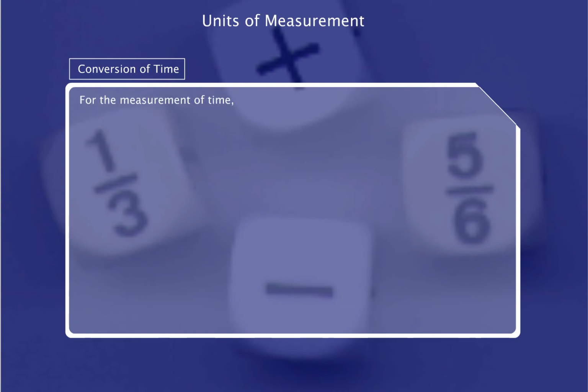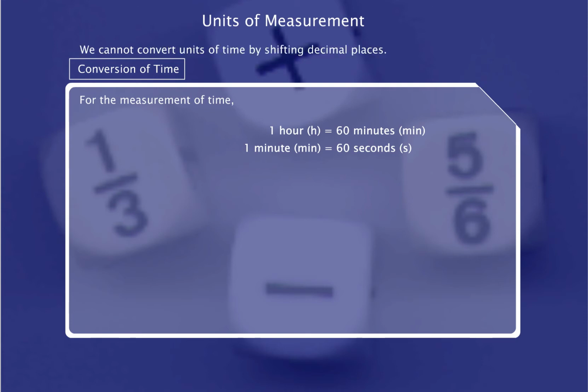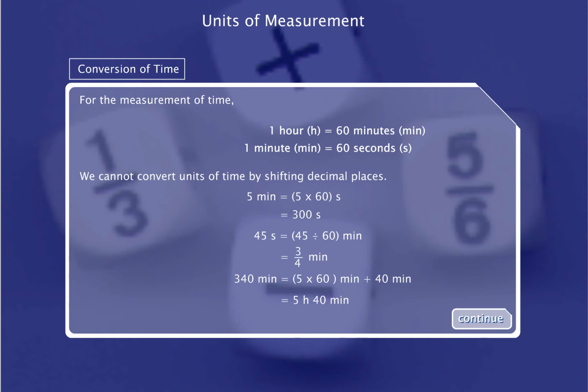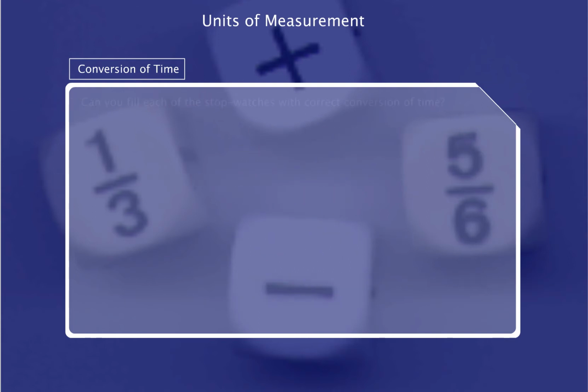For the measurement of time, 1 hour equals 60 minutes. 1 minute equals 60 seconds. We cannot convert units of time by shifting decimal places. Can you fill each of the stopwatches with correct conversion of time?